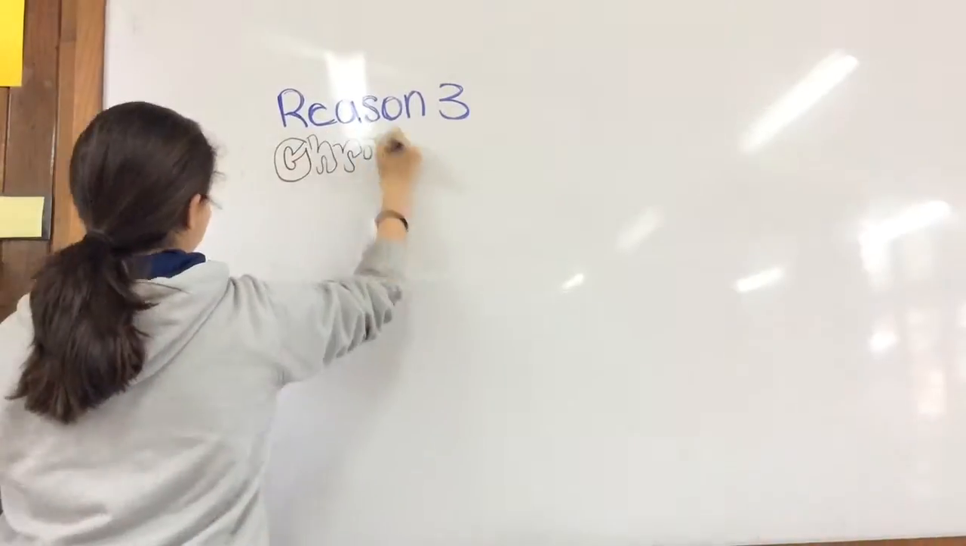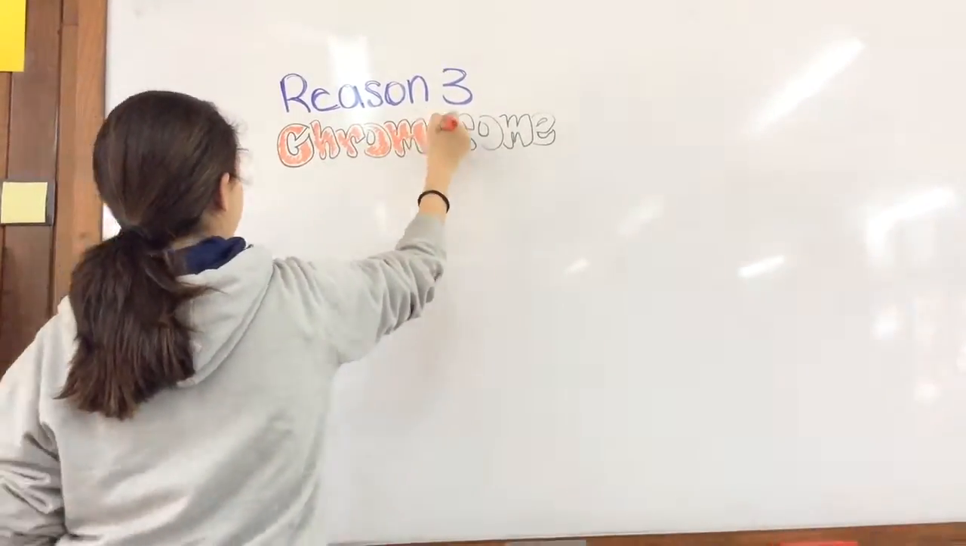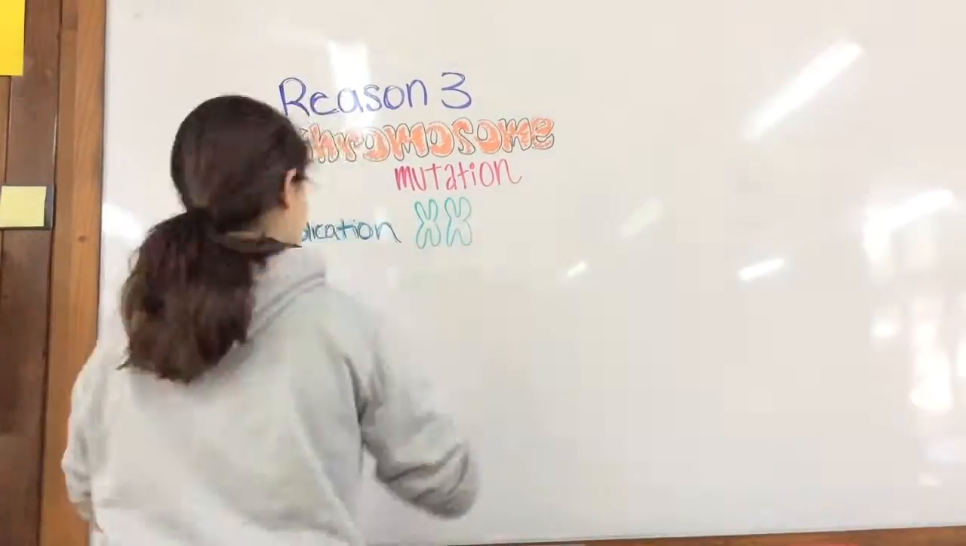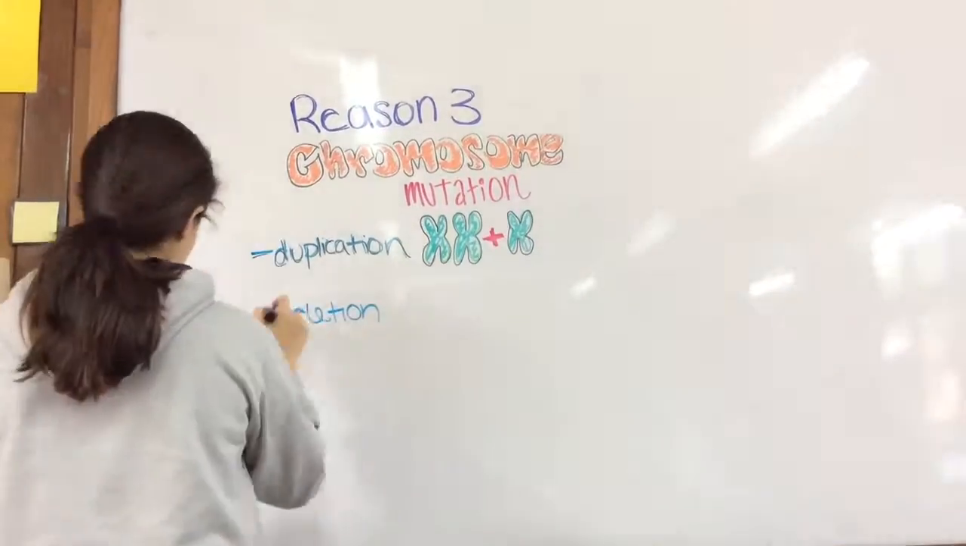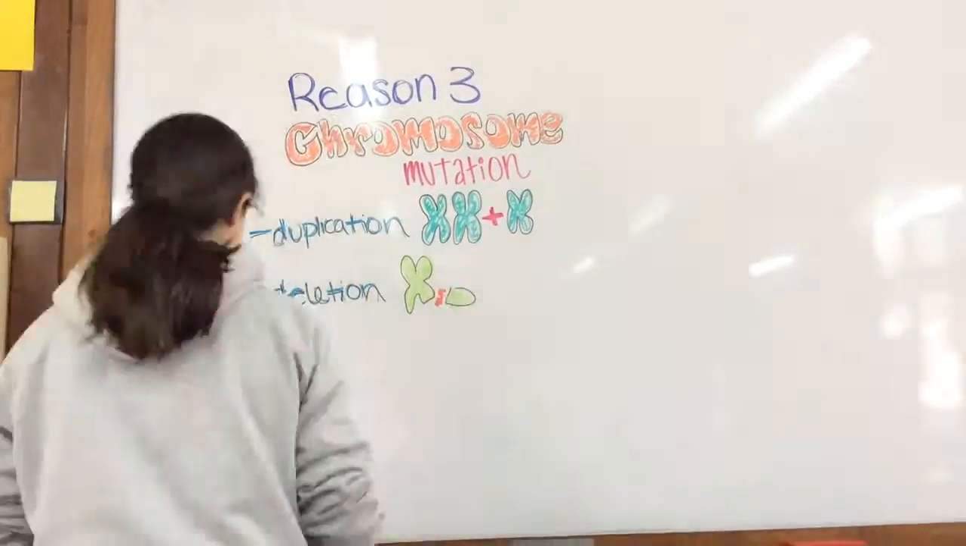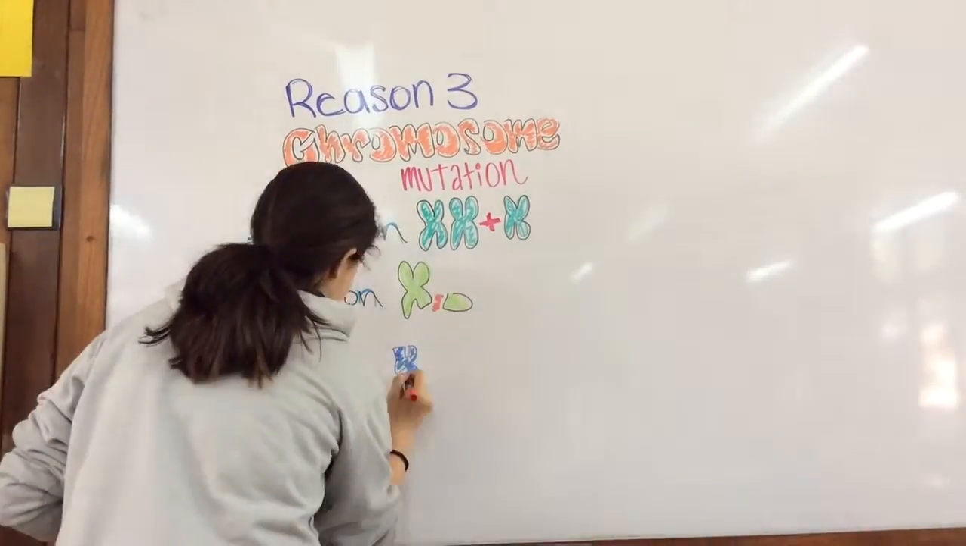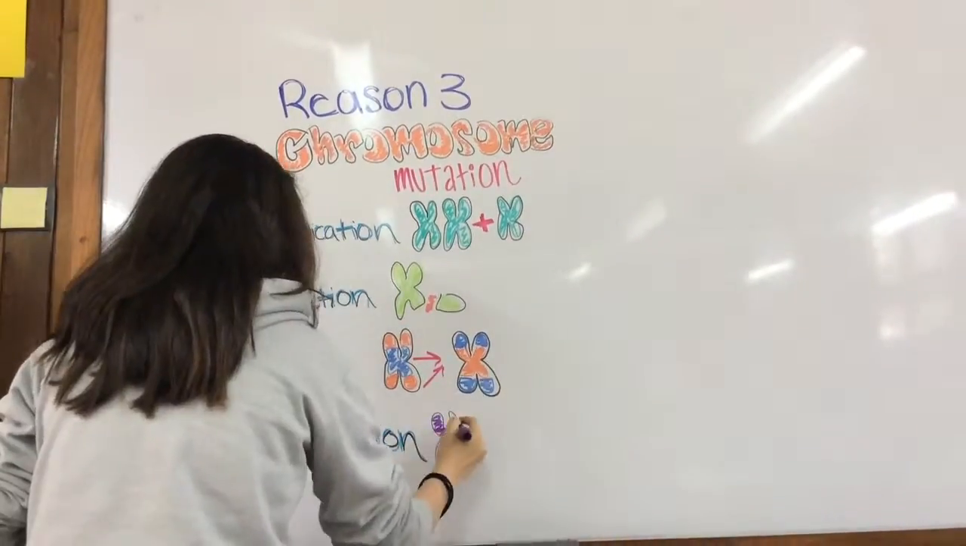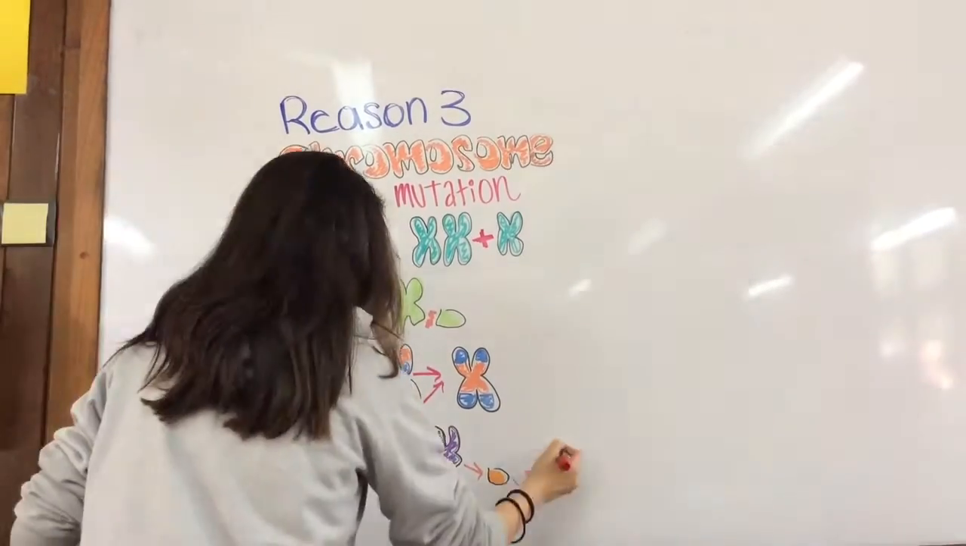Reason number 3 is chromosome mutation, and this includes duplication when extra copies of the gene are generated, deletion when genetic material breaks off, inversion when chromosome segments get flipped, or translocation when part of a chromosome breaks off and attaches itself to another. And this can happen in sex cells and as the embryos are growing as well.